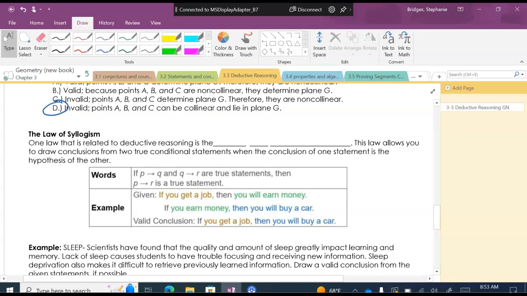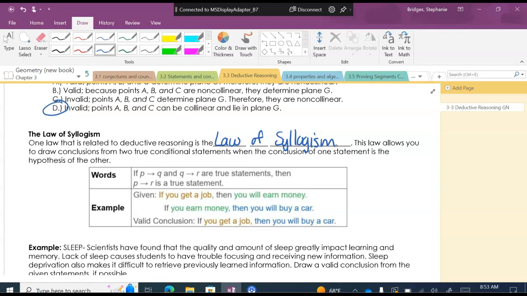Anyway, the next one, law of syllogism. It is also related to deductive reasoning. We're going to write it again, even though it says it. The law of syllogism. This law allows you to draw conclusions from two full conditional statements, two full if-then statements, when the conclusion of the first statement is the hypothesis of the second statement. That's what I'm reading up there. The only thing you had to write is law of syllogism.